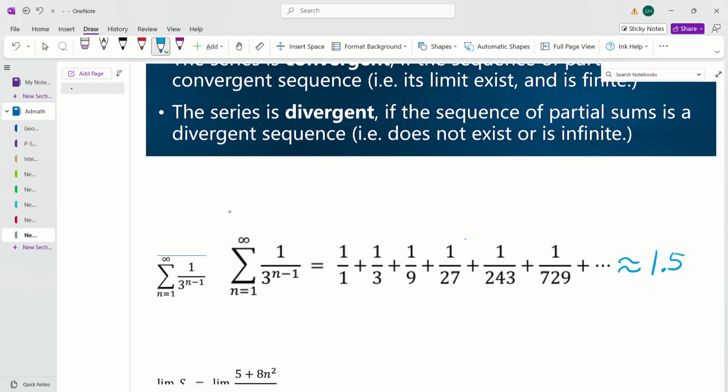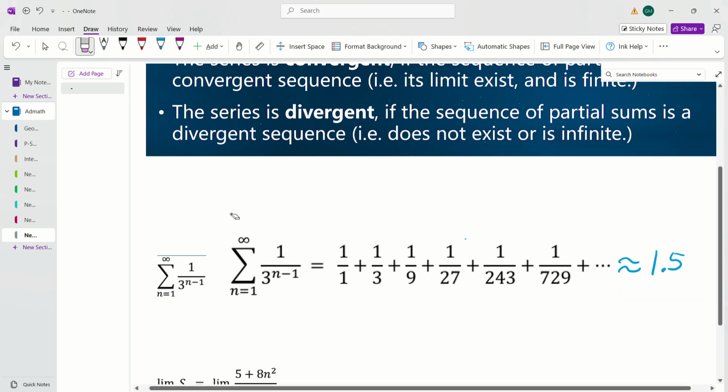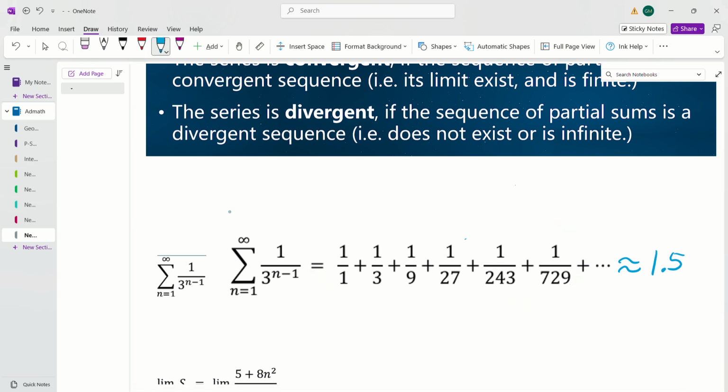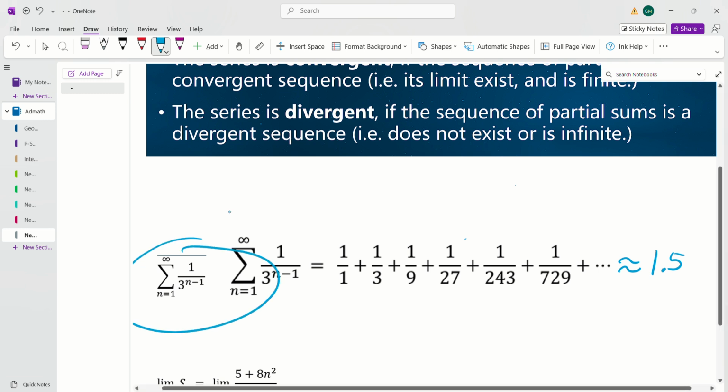So meaning, if there's a partial sum, actually this is a partial sum, right? So this partial sum corresponds to the limit of this series. So if there's a limit, therefore this series is what? This series is convergent.